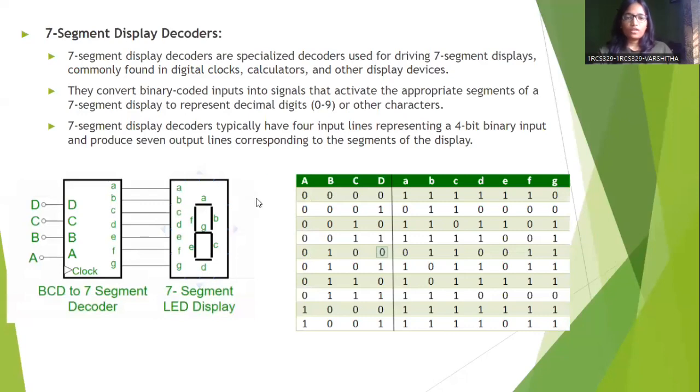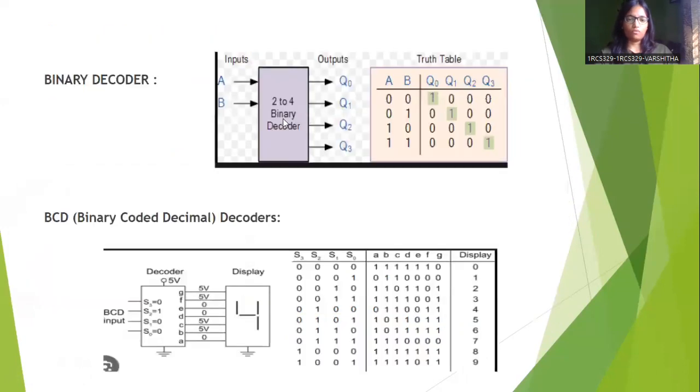The third type of decoder is the 7-segment display decoder. Here, 7-segment display decoders are specialized decoders used for driving 7-segment displays. We pass 4 input signals as represented in this figure, A, B, C, D, and we get 7 outputs. This is mainly used in calculators, digital clocks, and other display devices. This is the truth table representation of the 7-segment display decoder.